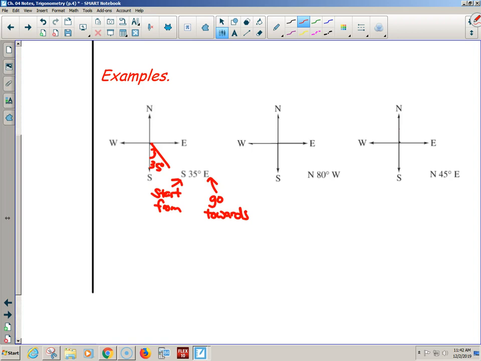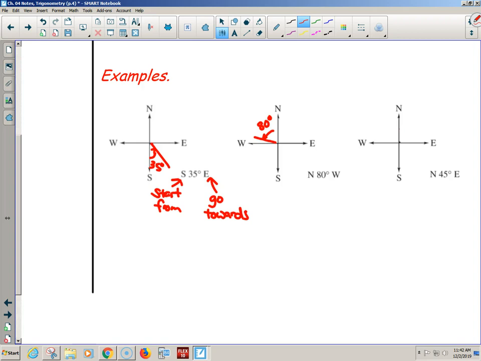How about north 80 degrees west? What quadrant are we in? Second. And how far away are we from the east-west line? 10. Good. You guys tracking okay? Yeah. Start at north, go 80 degrees towards the west. We're 10 degrees from the east-west.